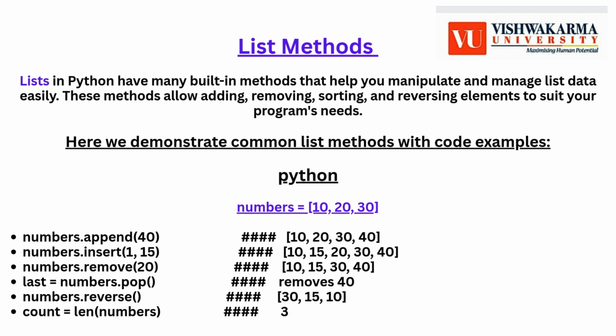Now count is equal to length of numbers. What is meant by length of numbers? It will count how many numbers are present, that is, the length of your list. Usually the length of a list is counted by how many numbers you have. The numbers we have in the list are 1, 2, 3, 4, so the length of our list is 4. So this is how we learn list methods in Python.